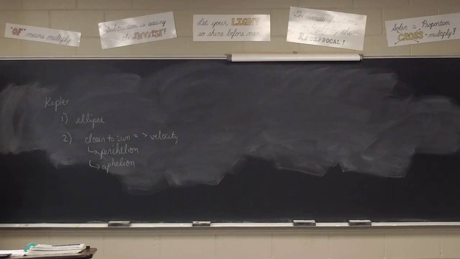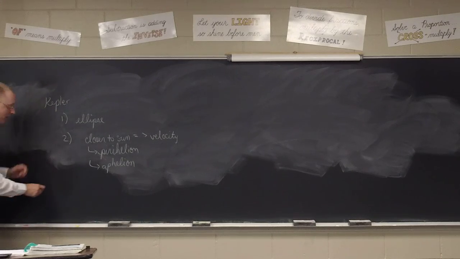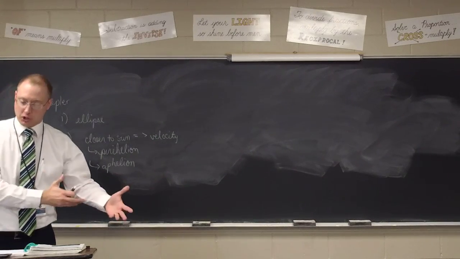All right, as a planet gets closer to the sun, it does what? Speeds up, and as it gets further, it slows down. All right, law number three. This is called the law of periods. Now, period refers to time, right? There are different time periods throughout history.